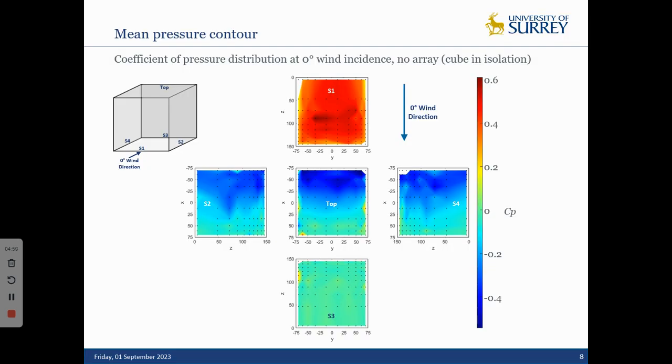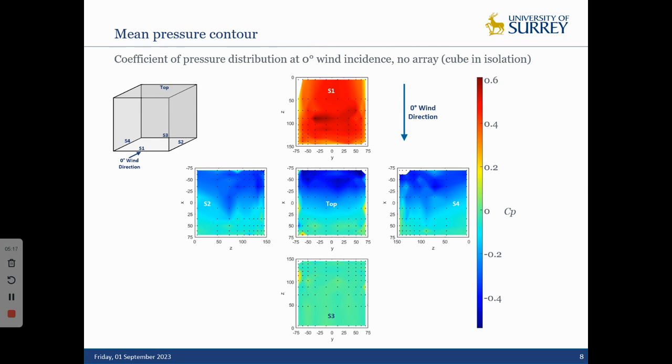So the first step is to validate our cube. We do this by looking at the mean pressure distribution. When you're looking at this, imagine you're looking down on top of the cube and the sides have been folded out. And this is the coefficient of pressure calculated with the free stream velocity.